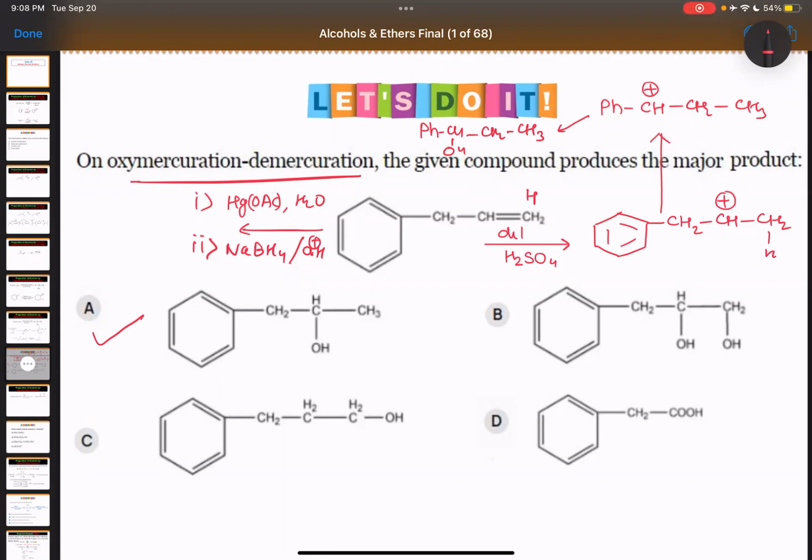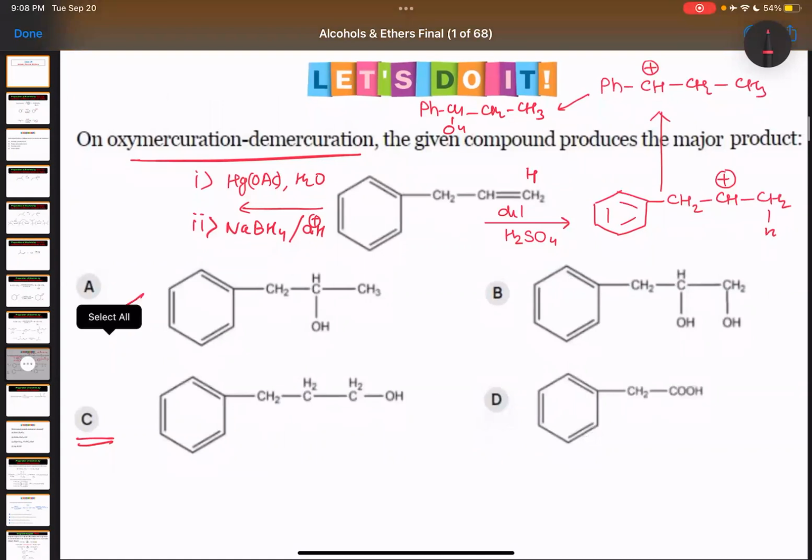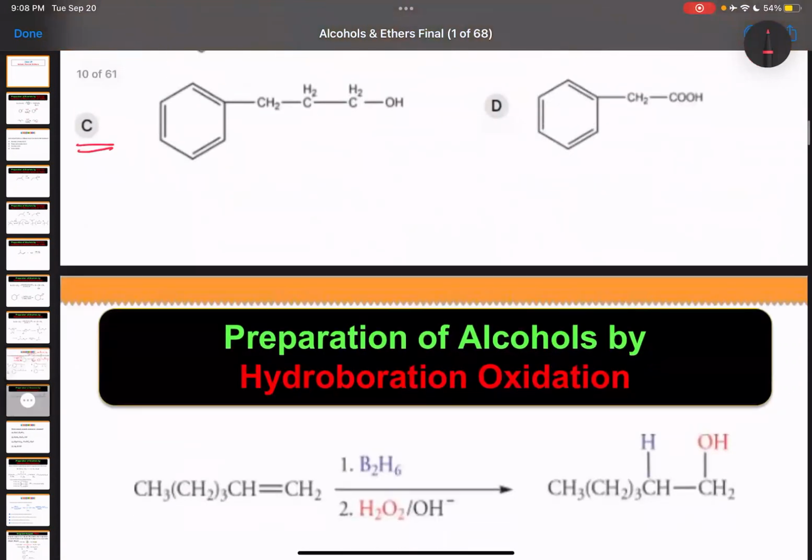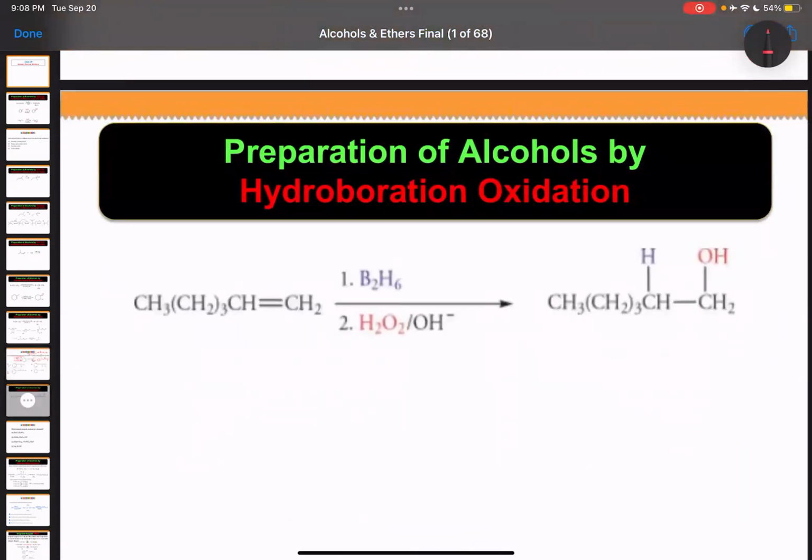But is there any way by which you can get C? So what type of addition is C? What mode of addition are you observing while you are forming C? Anti-Markovnikov, sir. Yeah, anti-Markovnikov. So anti-Markovnikov can be done by hydroboration and oxidation. Is it clear?